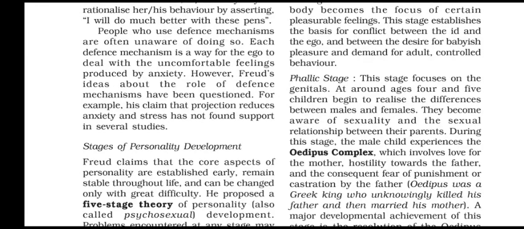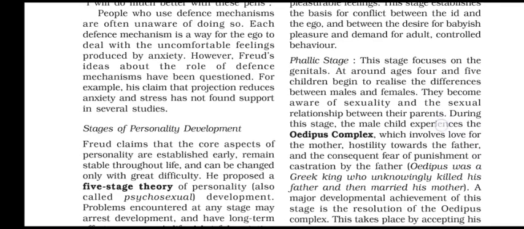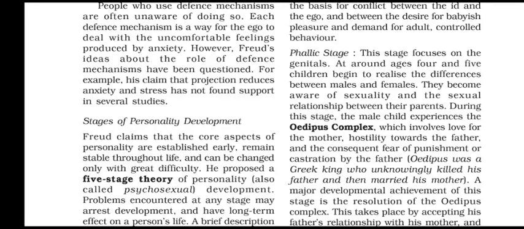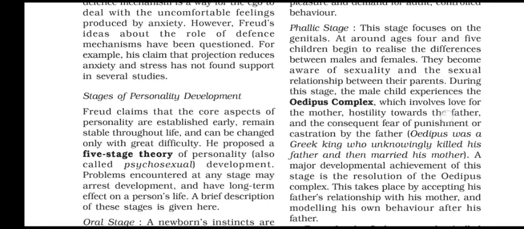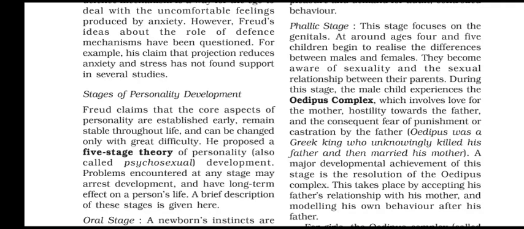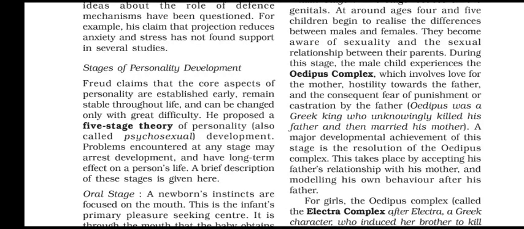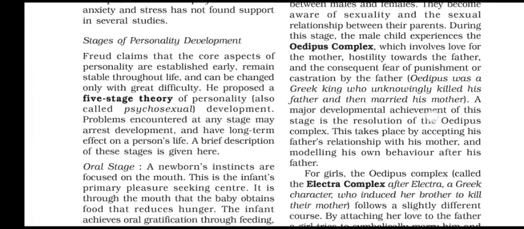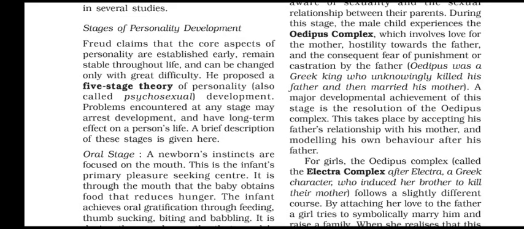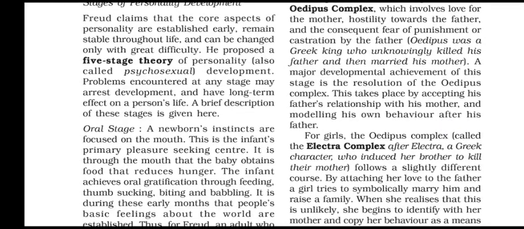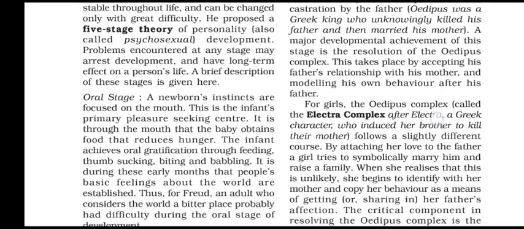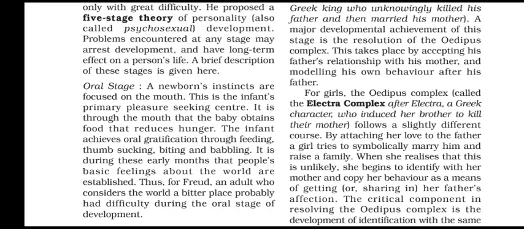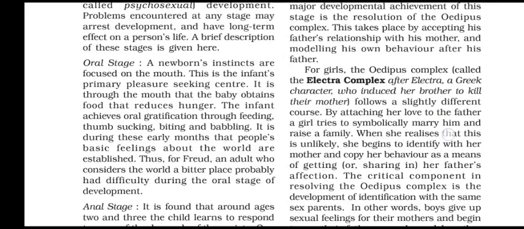Phallic stage: this stage focuses on the genitals. At around ages 4 and 5, children begin realizing the differences between males and females. They become aware of sexuality and the sexual relationship between their parents. During this stage, the male child experiences the Oedipus complex, which involves love for the mother, hostility towards the father, and the consequent fear of punishment or castration by the father. A major developmental achievement of this stage is resolution of the Oedipus complex. This takes place by accepting his father's relationship with his mother and modeling his own behavior after his father.